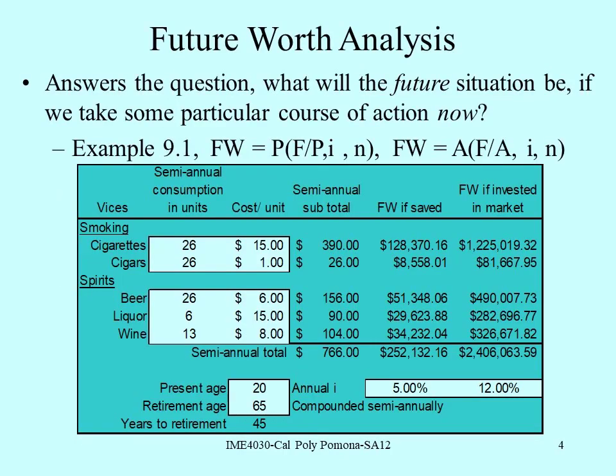Future worth approach is very similar to the present worth approach. If you recall, with present worth, we resolved everything to a present value and did our comparisons. With future worth analysis, we do the same thing, except instead of getting the present worth, we find the future worth at some point in time that we establish. And let's look at example 9.1 here for our first example with future worth analysis.